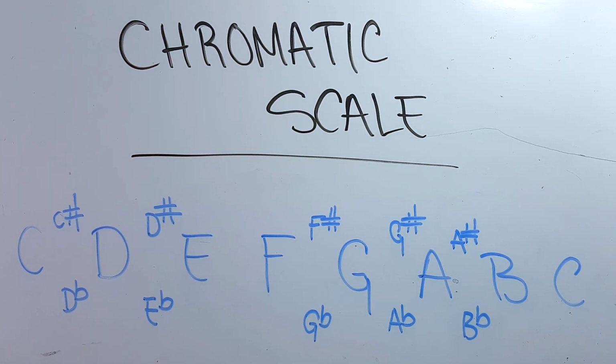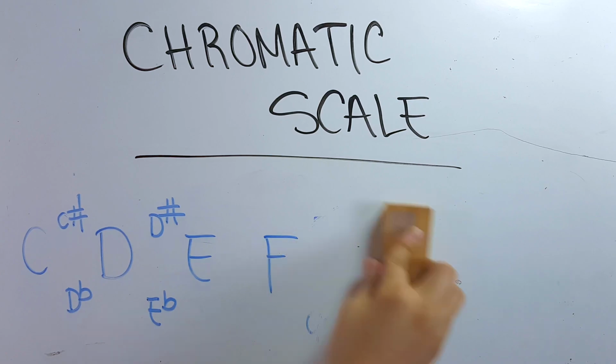Now, how many tones are there from E to G? E to F, we find a half a tone. And F to G, we have 1 tone. So E to G, there's 1 tone and a half.